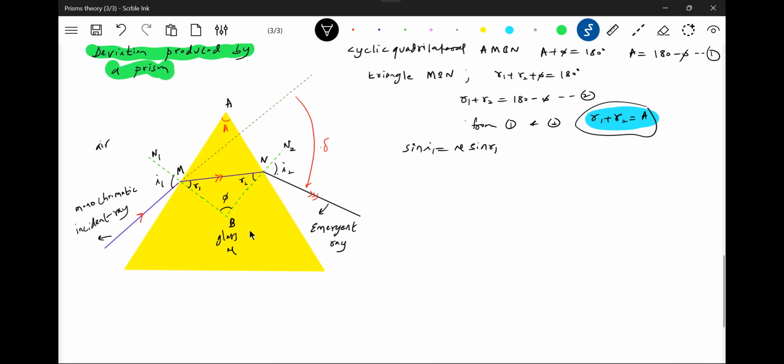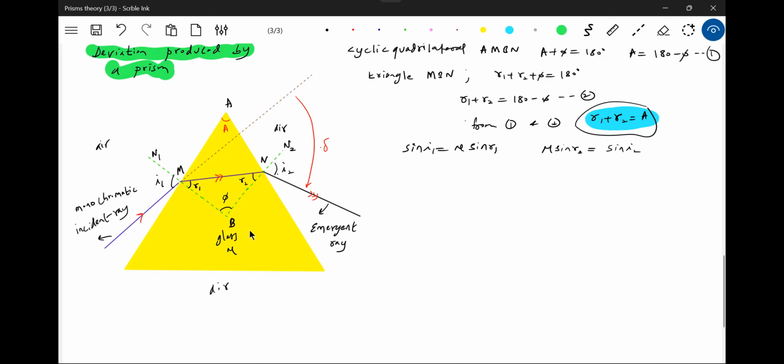Sine I1 is equal to mu sine R1. Similarly, mu sine R2 is equal to sine I2. This medium is air.